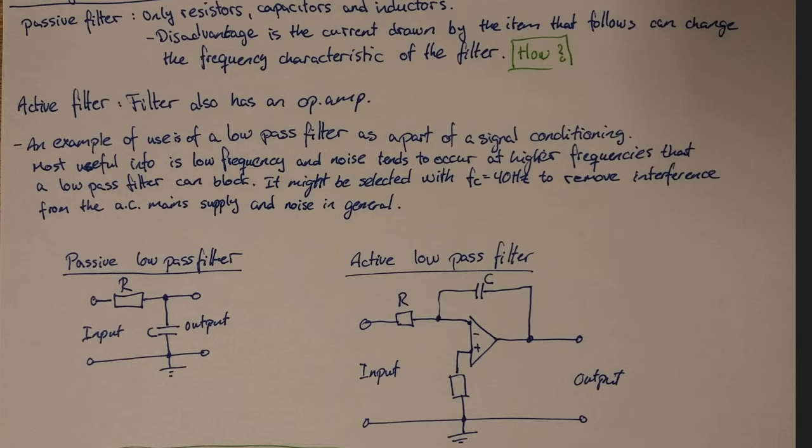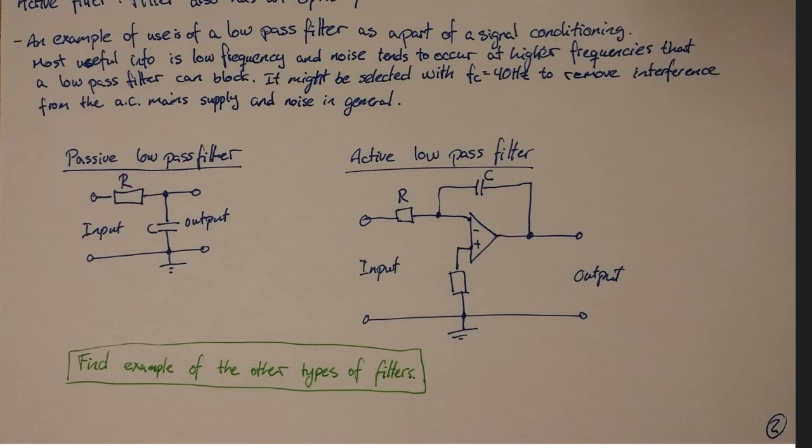Here below you can see two circuit diagrams. The one on the left has a passive low pass filter with only a resistor and capacitor, and on the right you have an active filter which also contains an op-amp. As an exercise, you should find examples of the other types of filters and equations to calculate what the cutoff frequency should be.